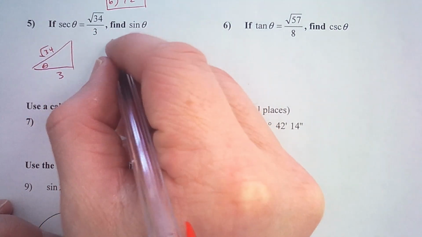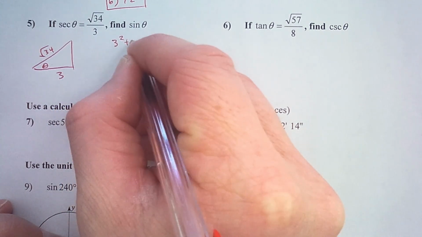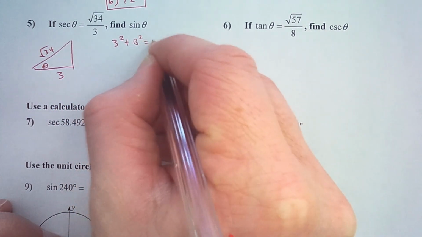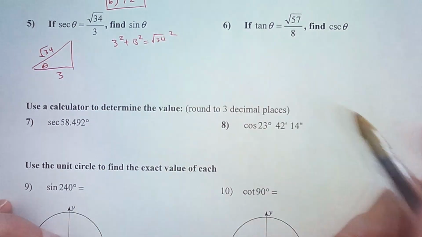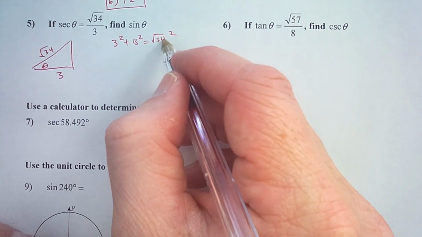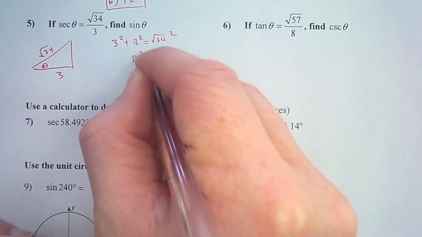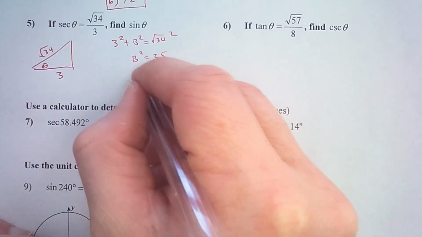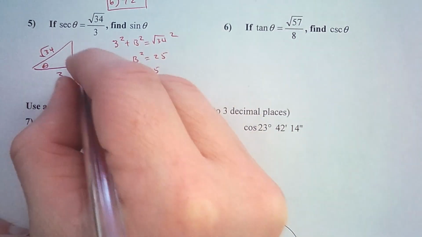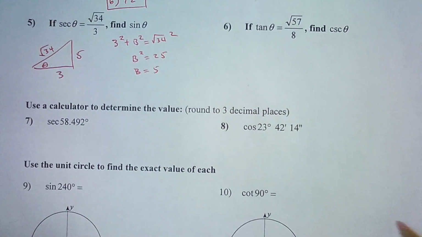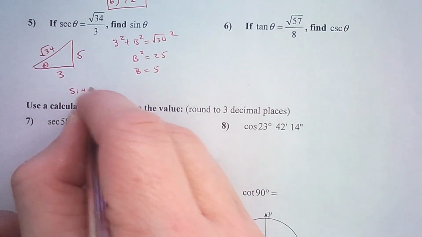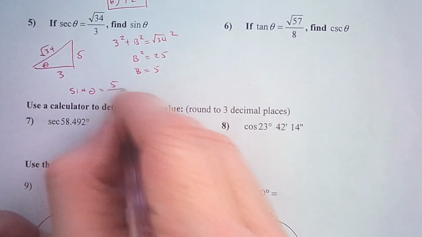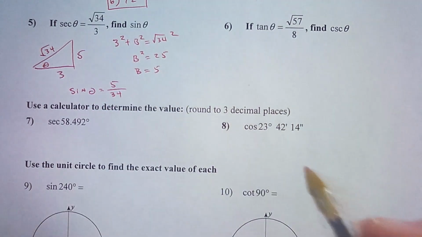So I need to do Pythagorean Theorem. 3 squared plus b squared equals the square root of 34 squared. So that's 34 minus 9. So b squared is 25, and the square root of 25 is 5. So sine theta is opposite over hypotenuse.